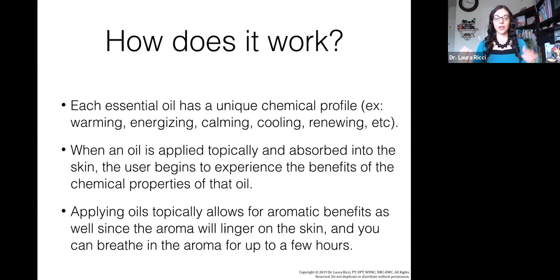But how does this work? Each essential oil has a really unique chemical profile. So again, oregano may be more warming. Peppermint can be very energizing, or spearmint. Any of the mints I think of as energizing. Lavender is going to be more calming. Peppermint as well can be very cooling, which is why it's a great one for head or neck tension, or if you're trying to reduce a high body temperature. Essential oils can be renewing, like frankincense, to the skin, to different areas of the body. So when an oil is applied topically, it's going to be absorbed into the skin. It's going to help us to experience the benefits of that chemical property of the oil.